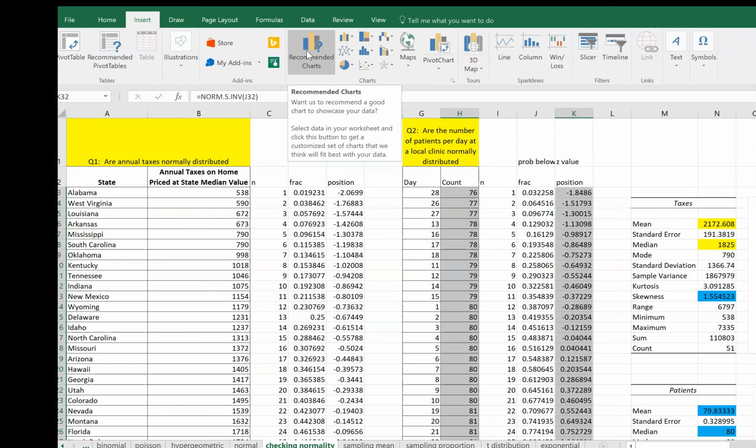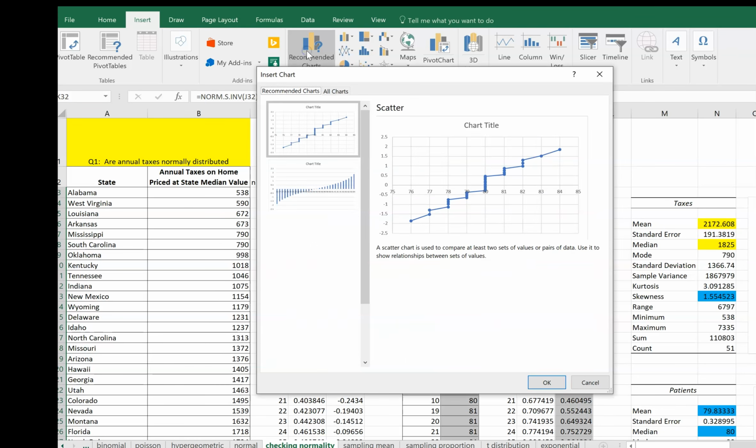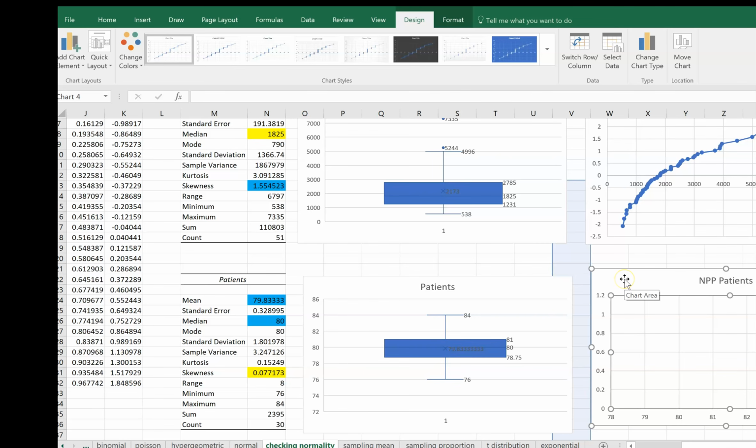So we're going to insert. First, you have to highlight the two columns you're comparing. You have to insert.